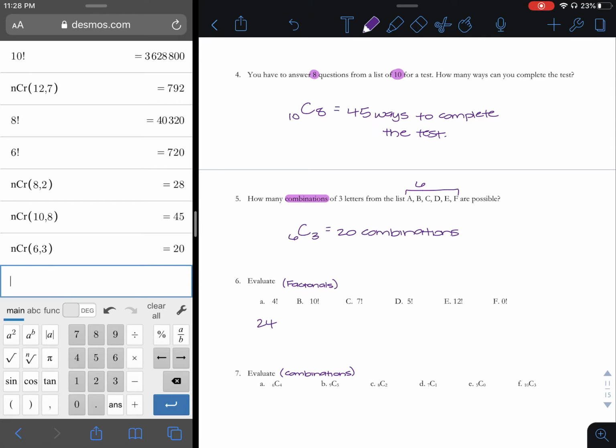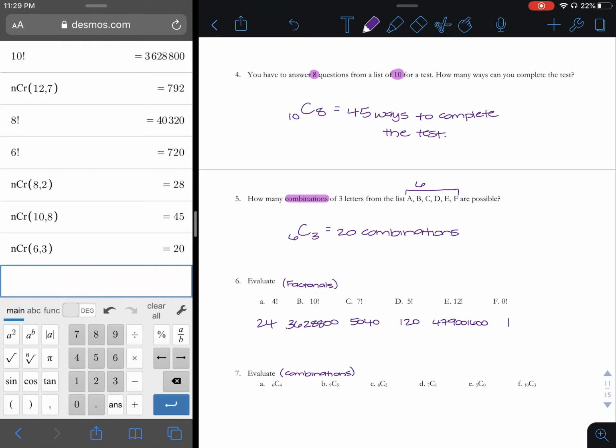100 factorial we did earlier. So we get 3, 6, 2, 8, 8, 0, 0. 7 factorial, you should get 5, 0, 4, 0. 5 factorial, you should get 120. 12 factorial is a big one: 4, 7, 9, 0, 0, 1, 6, 0, 0. And then 0 factorial for F, I should get 1.